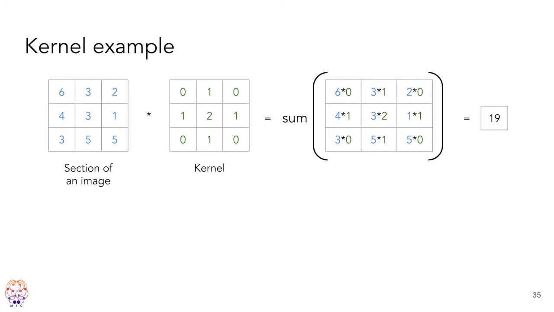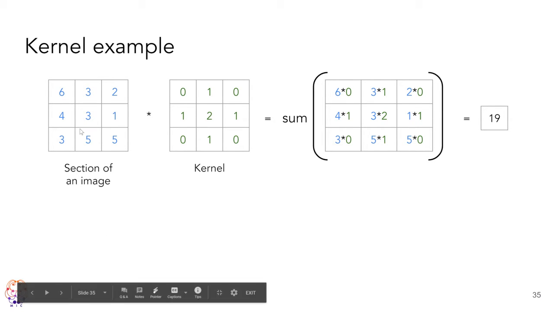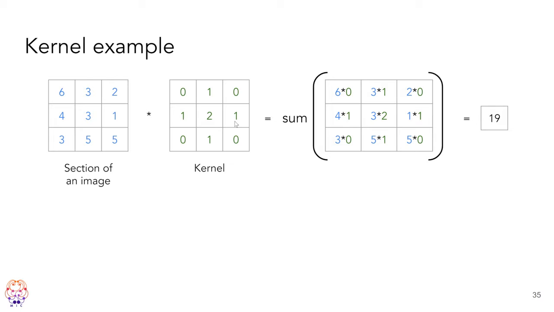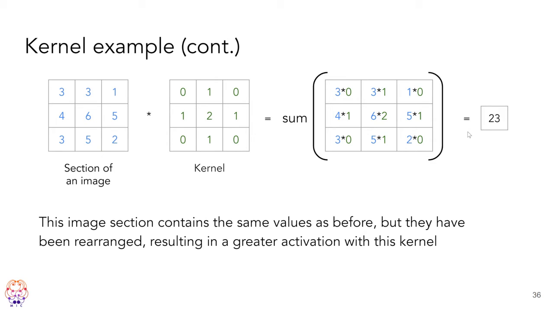So this is a breakdown of how the dot product operation works. The matrix on the left side is going to be the section of the image that the filter is looking at, and then that's the filter or the kernel. So you multiply each element of the section of the image by the corresponding element of the kernel, like the top left and top left, and then you add up all the products, and you get one number. And if the section of the image contains the same values but in a different order, then the output is going to be different.